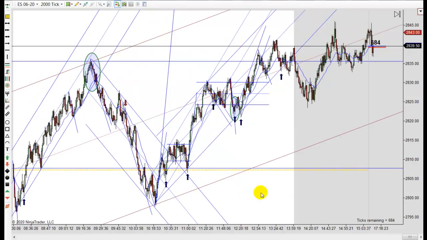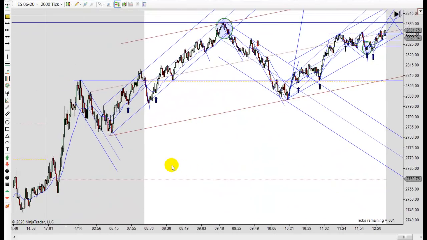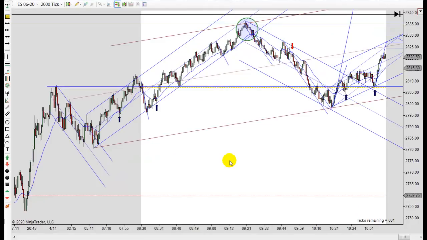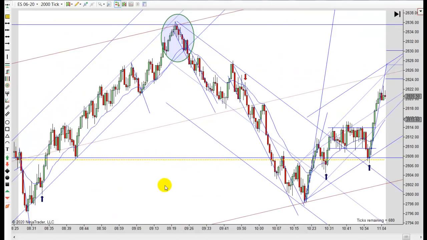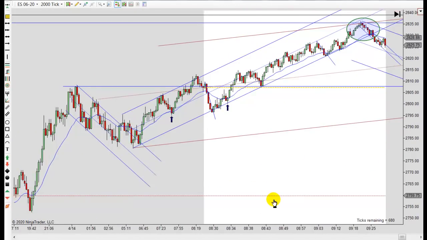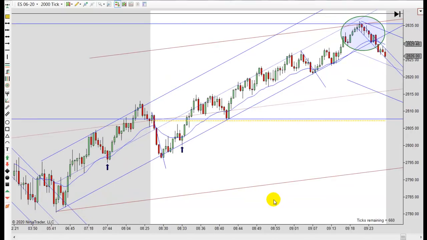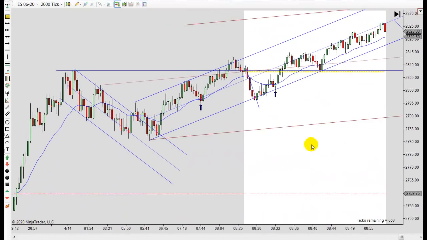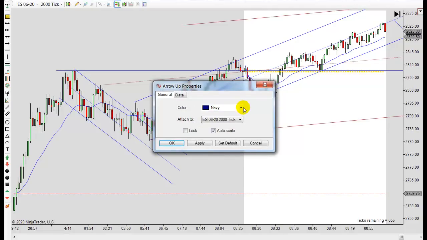But let's talk about the trades real quick. Again, I just marked some second entries. Somebody said they liked the arrows better than the circles, so I went back to the arrows. Notice the first trade right there. This one is, I meant to make that black, not navy.